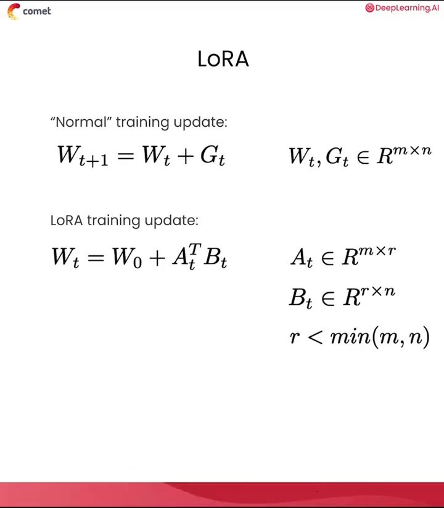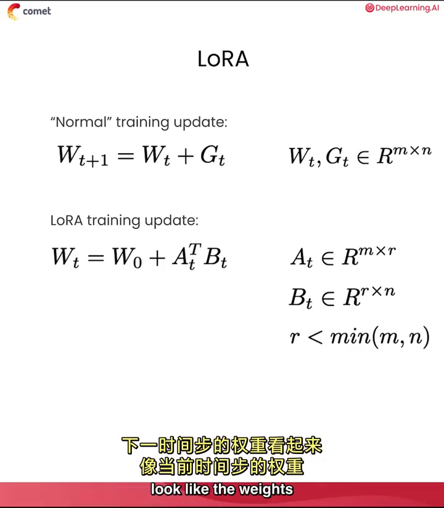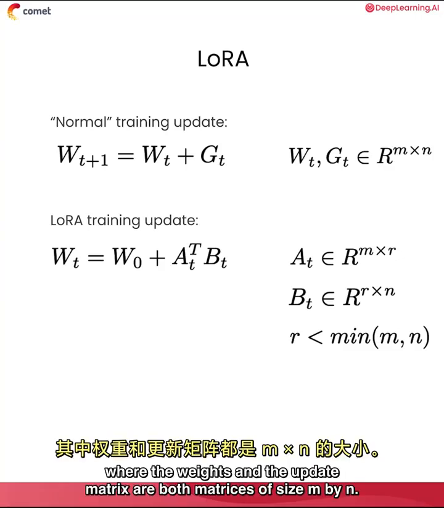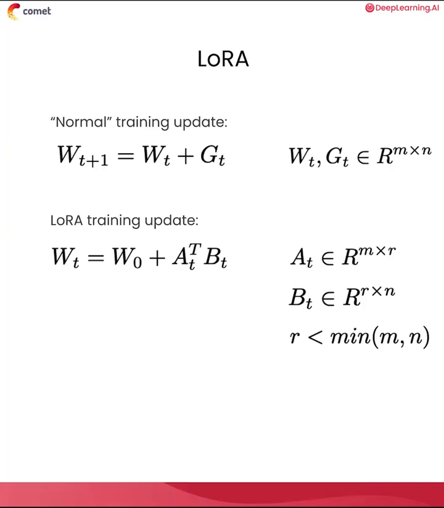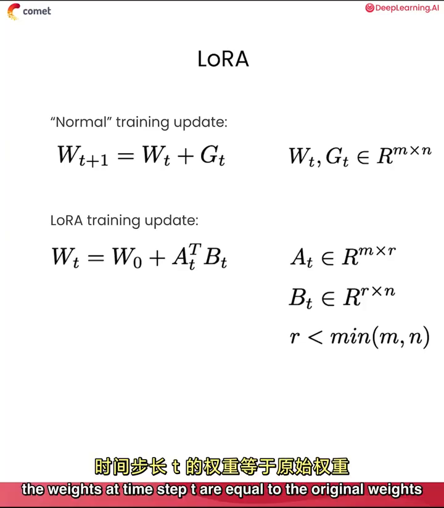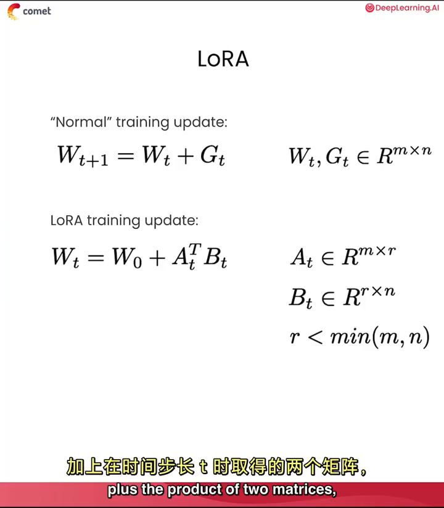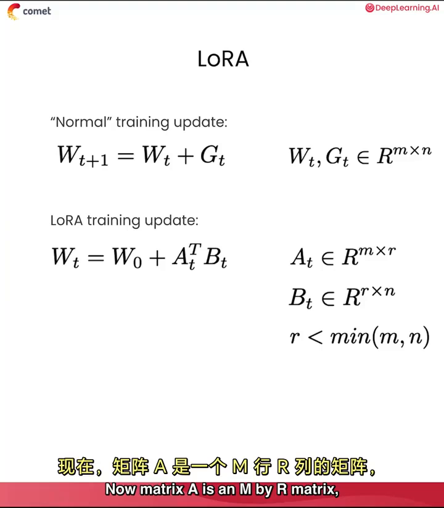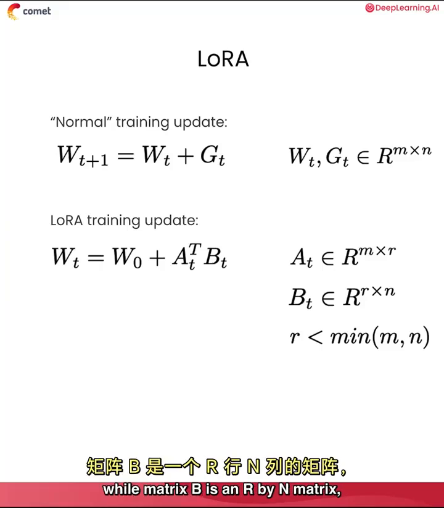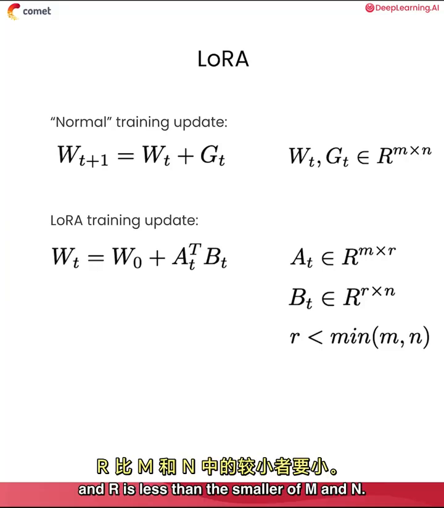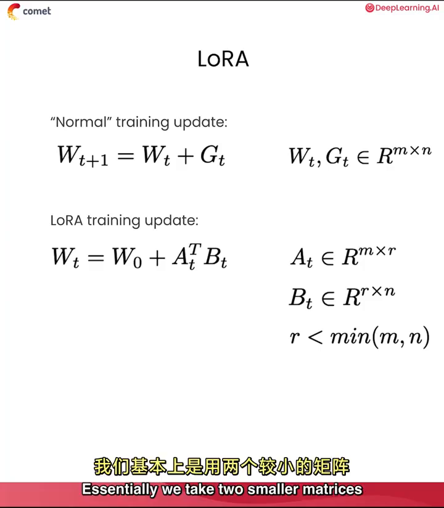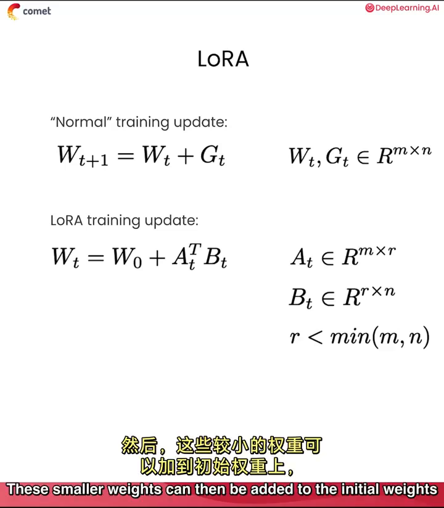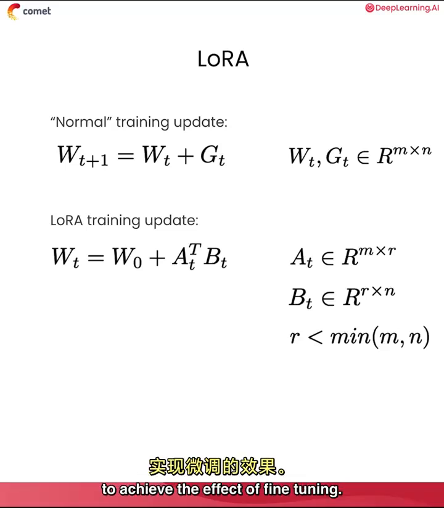In a normal training update, the weights at the next time step look like the weights at the current time step plus an update matrix, where the weights and the update matrix are both matrices of size m by n. In LoRA, the weights at time step t are equal to the original weights plus the product of two matrices, A and B, taken at time step t. Now, matrix A is an m by r matrix, while matrix B is an r by n matrix, and r is less than the smaller of m and n. Essentially, we take two smaller matrices and we train them instead of training the original weights. These smaller weights can then be added to the initial weights to achieve the effect of fine-tuning.